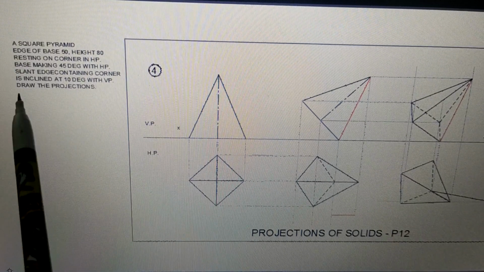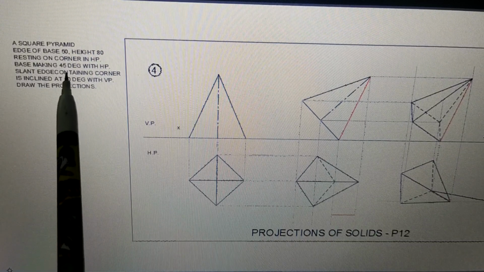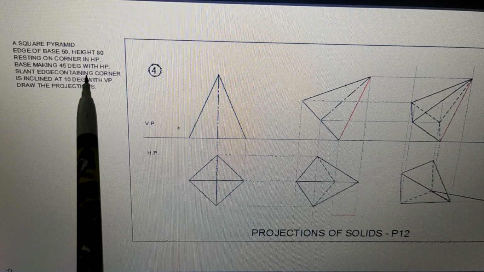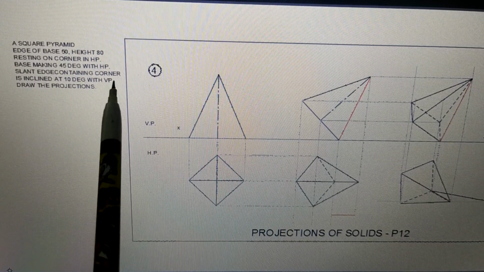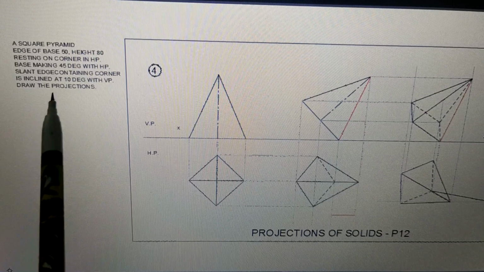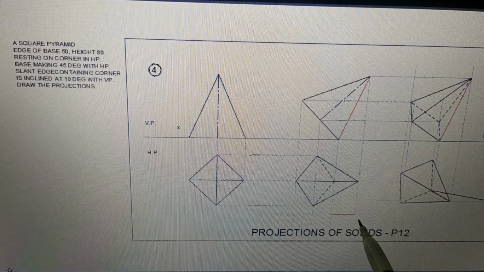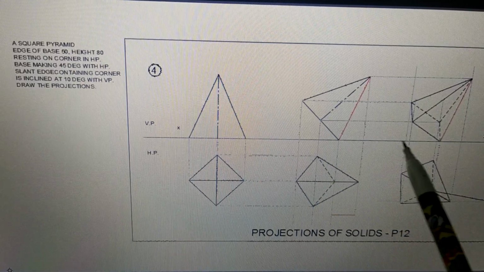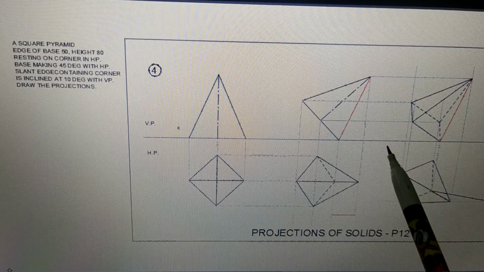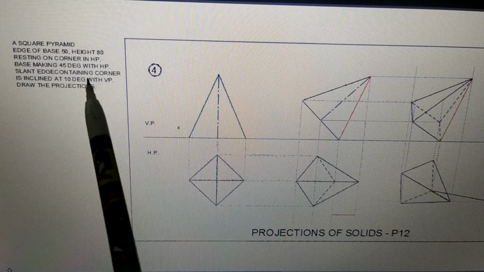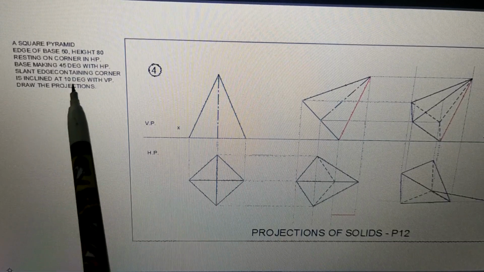Now the next part says the slant edge containing corner is inclined at 10 degrees with VP. Draw the projection. That means this edge is going to be inclined to VP. This is VP. So to this VP, the edge is inclined at 10 degrees. So what we do now? 10 degrees angle is made by the slant edge, means its true length. The true length of the slant edge is going to make 10 degrees.